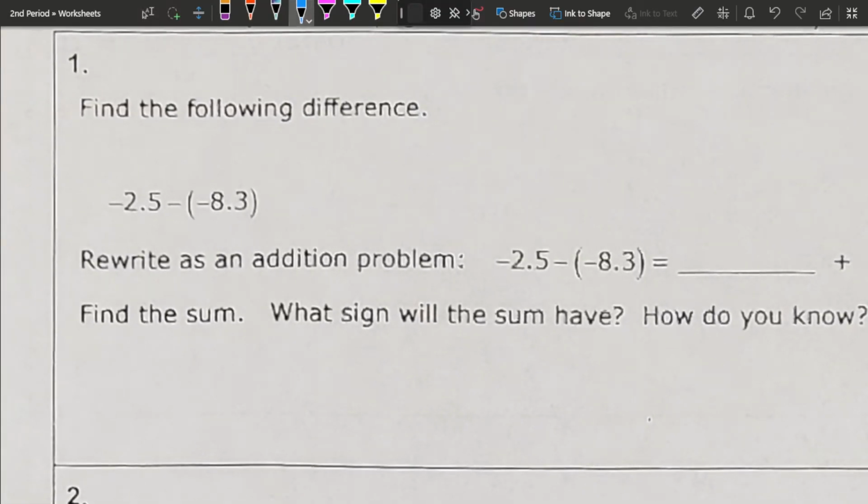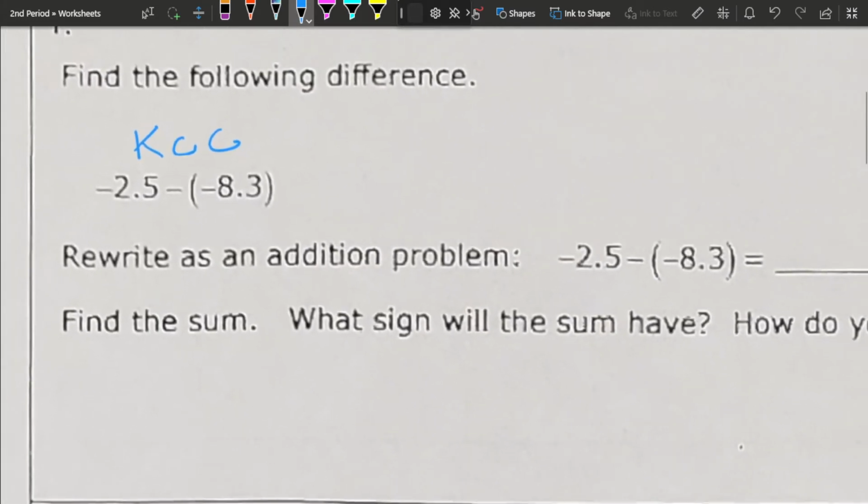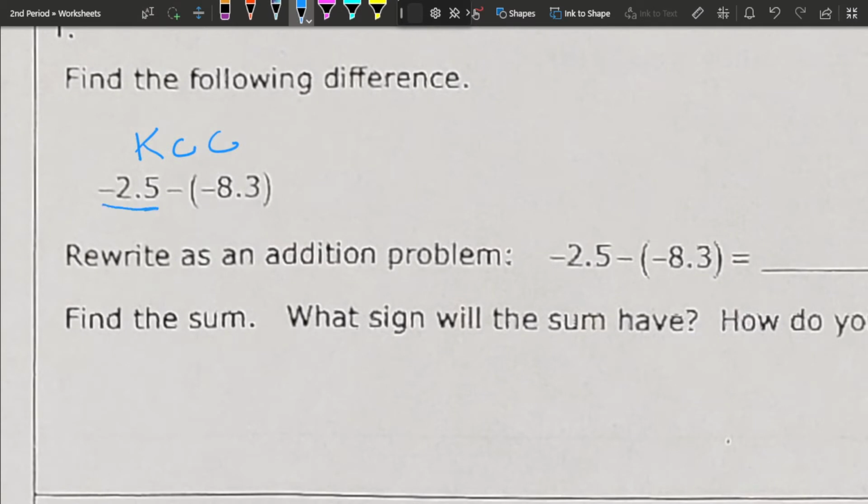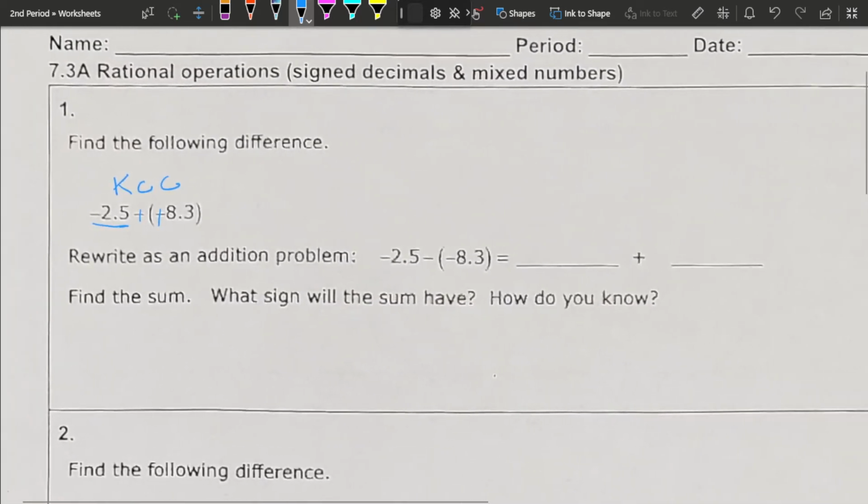These are three letters that you might already know from the past: K, C, C. Keep, change, change. Who remembers this? A lot of you remember this. Basically, we're going to keep the first one as it is, and then change the other signs to the opposite. So we keep this one, change to add, and then change this to add. It says write as an addition problem.